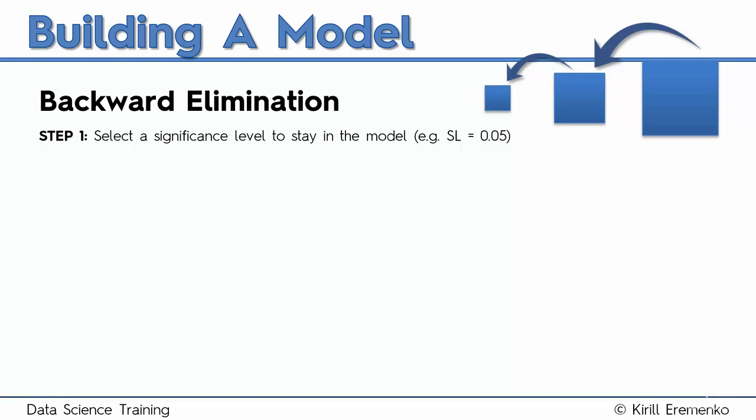First thing, step one, you have to select a significance level to stay in the model. By default, we're going to go with 5%, so 0.05, and we're going to use it in the next step. So at the beginning, you decide on this significance level. Step two, you fit the full model with all possible predictors. So you do that all-in approach, which we just talked about, and you put all of your variables into your model. And now we're going to start getting rid of them.